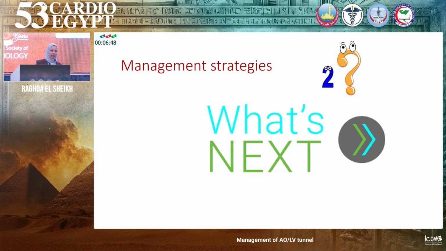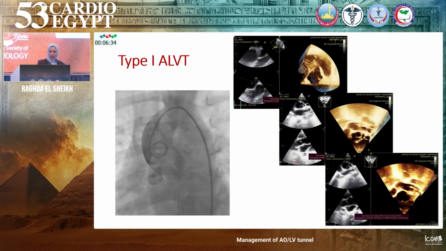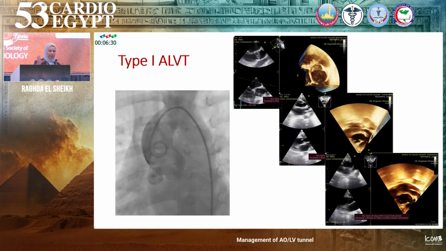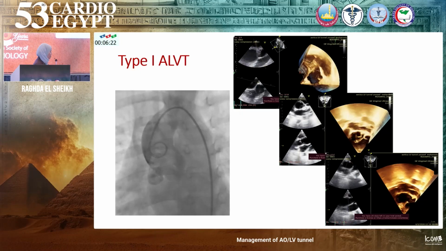Actually I think if this boy will go for surgical intervention anyway, why don't we try to close it by transcatheter, and if it fails we can send him for surgery, nothing will be lost. This is the 3D echo for him for good delineation of the anatomy of the tunnel. And here the angio, also we can appreciate the very wide opening of the aorta from here to the left ventricular cavity.